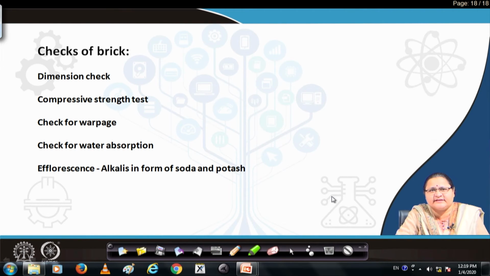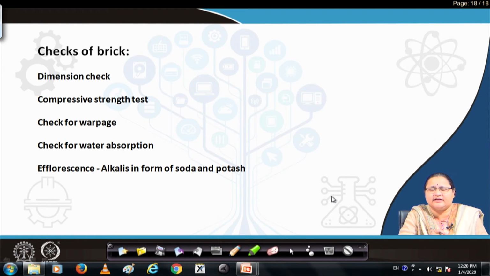Efflorescence, what is efflorescence? Some alkalis may remain in form of soda or potash inside the brick, and because the brick is an absorber, you need to do this check, because when it is subjected to rainfall, these alkalis will react and become salt and will become white salt patches on top of the brick.